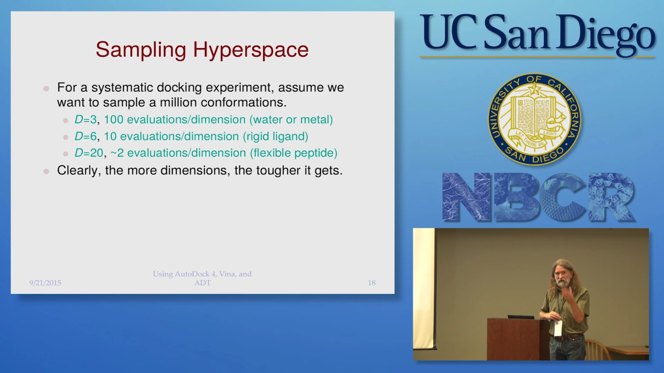But now if we start adding complexity to the thing, we lose that granularity. So for instance, if we have a rigid body with rotatable components, then we can only make 10 evaluations in each of those. If we move to a big peptide with 14 torsion angles, which is not unreasonable, then we can only make 2 evaluations in each of those. And there's no chance. So things get tougher and tougher the more degrees of freedom that you add.